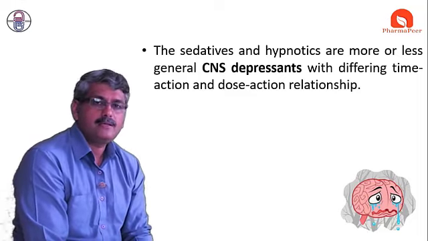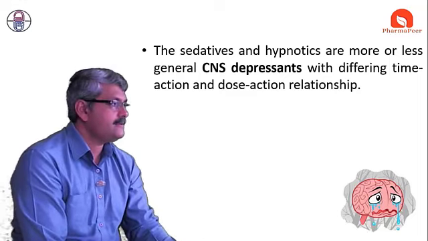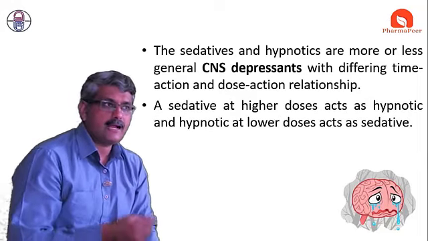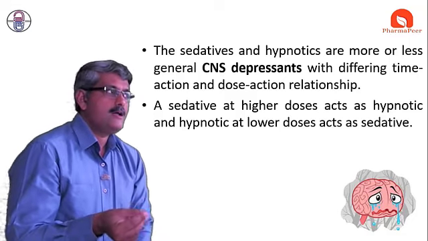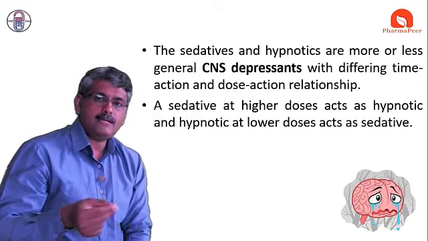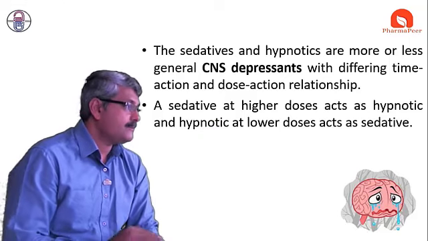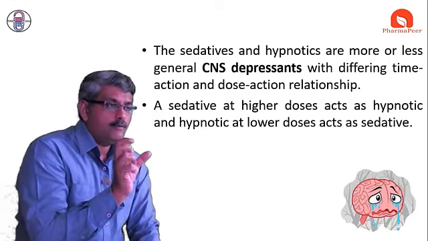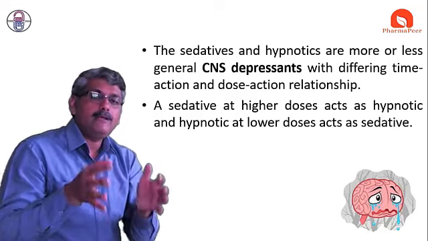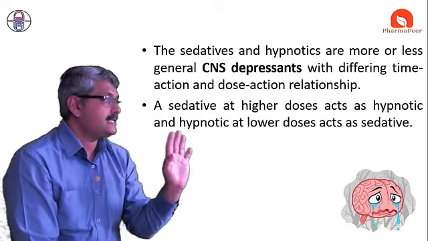If we have a dose of 5 milligram, it produces sedation. But when we increase the dose of the sedative, we get a different effect. That is, sedatives at a higher dose can act as hypnotics. At a smaller dose, 5 milligram of a barbiturate produces a sedative action. But if we increase the dose from 5 milligram to 10 milligram, then it produces a hypnotic effect. So we can say the drug barbiturate is a sedative, but when we increase its dose, it could be called a hypnotic.